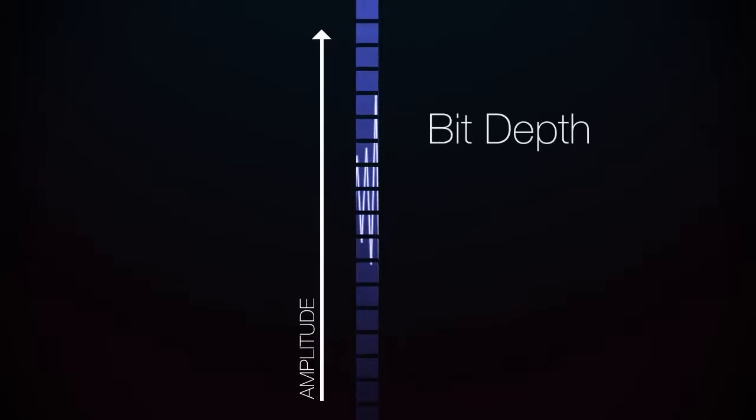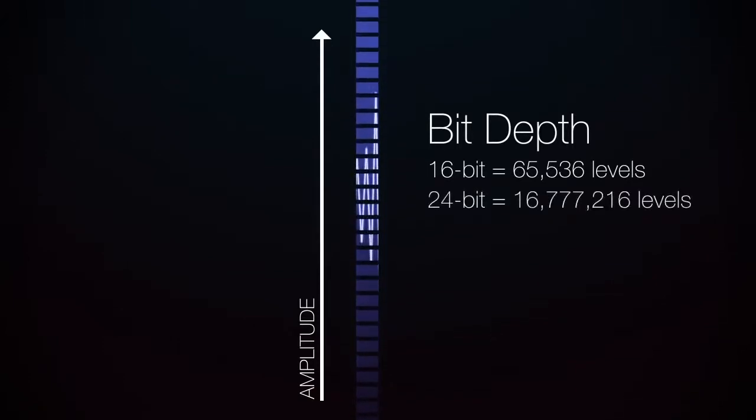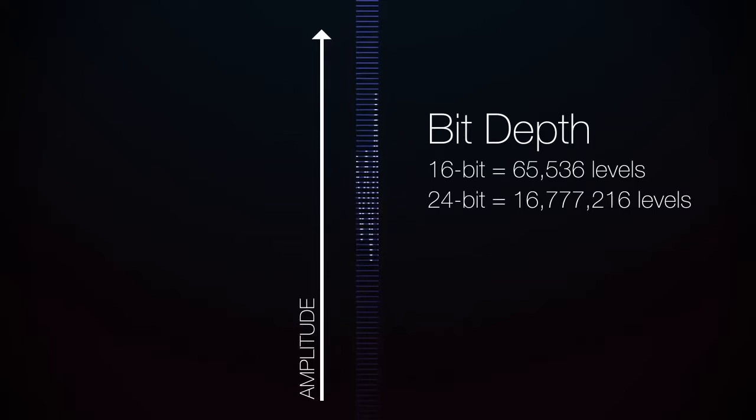If we take the amplitude of the signal, which is represented vertically, and break that up into segments, we get an idea of what bit depth looks like. The more segments, the more resolution of amplitude we can achieve. 16-bit audio will give you 65,536 levels of resolution. 24-bit audio gives you 16,777,216. A common thought is that a 24-bit recording is somehow louder than a 16-bit recording, but that's not true.